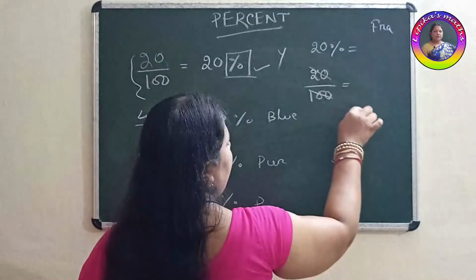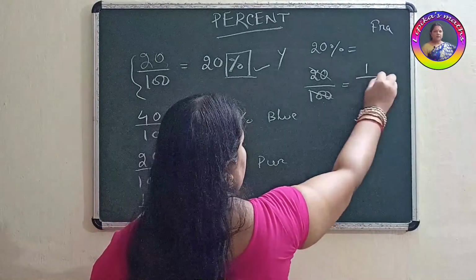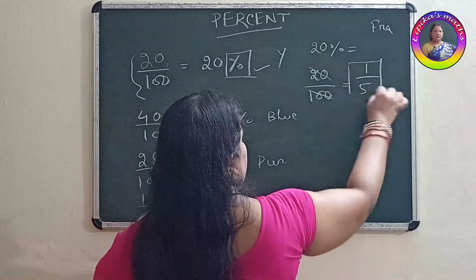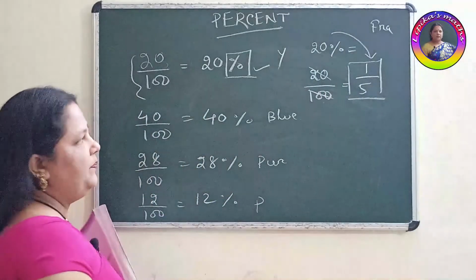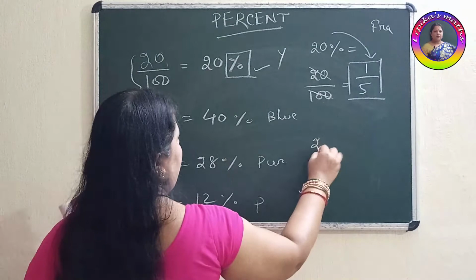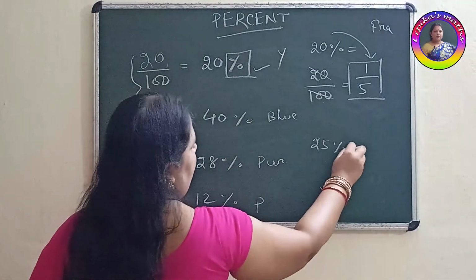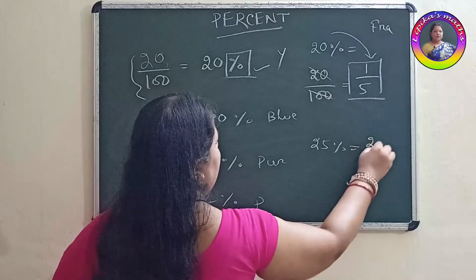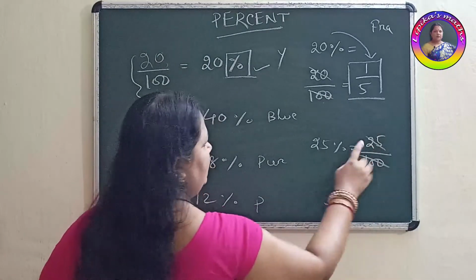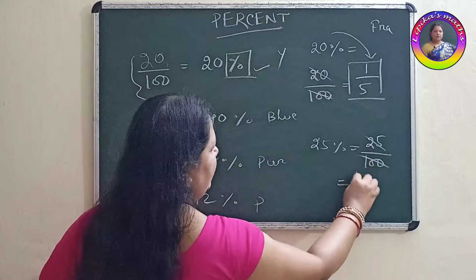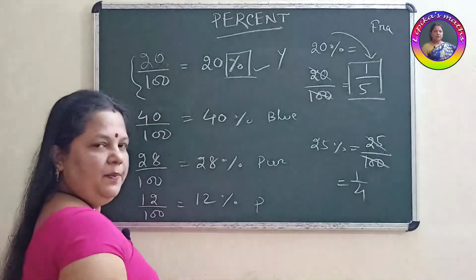Both are divisible by 20: 1 twentieth... that is, 20 ones are 20, 20 fives are 100. Clear? Now we changed percentage to fraction. One more example, suppose 25%. So what to do? Divide this number by 100, 25 by 100. We got the fraction, then simplify it. It's coming 1 by 4.